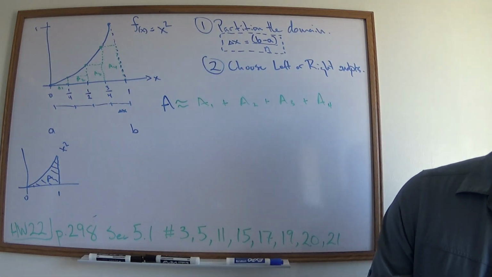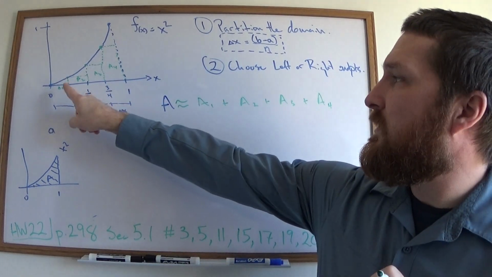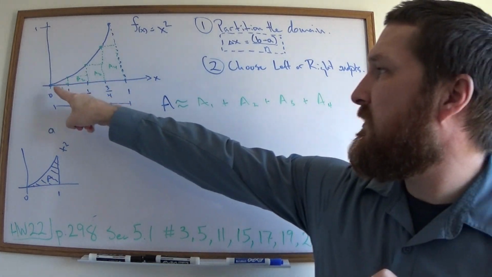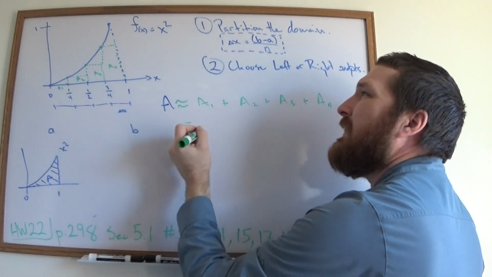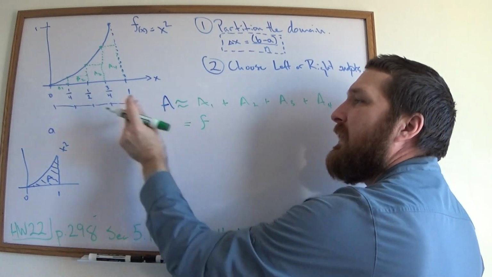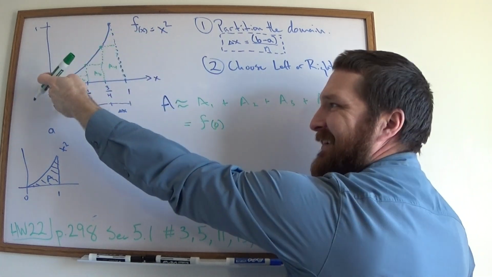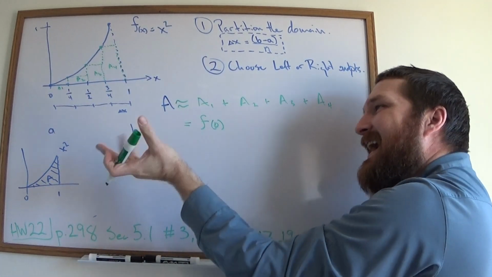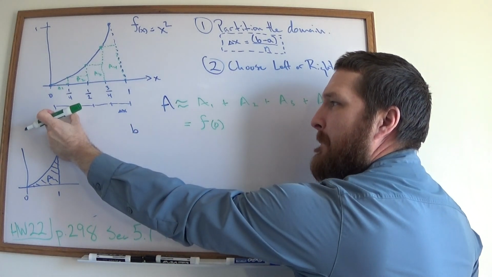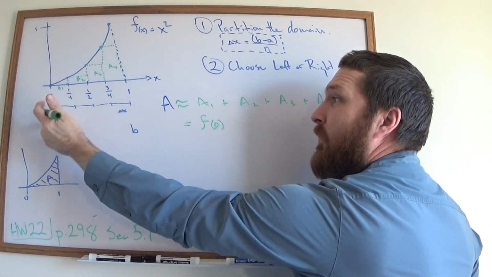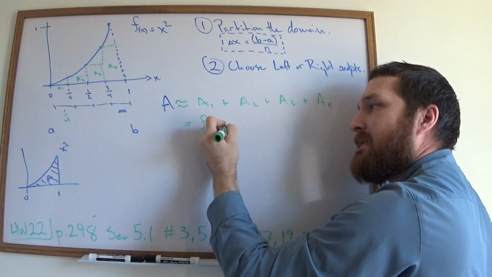Okay? So let's actually find them. We chose left-hand endpoints, and so what I'm going to do is say, okay, what's the value there? 0. How did I get it? I took my left-hand endpoint, which was 0, and I plugged it into this function, right? And that gave me the height. And what do I multiply it by to get the area? By the length, so 1/4. 1/4 is delta x. I'm multiplying it by whatever delta x is.